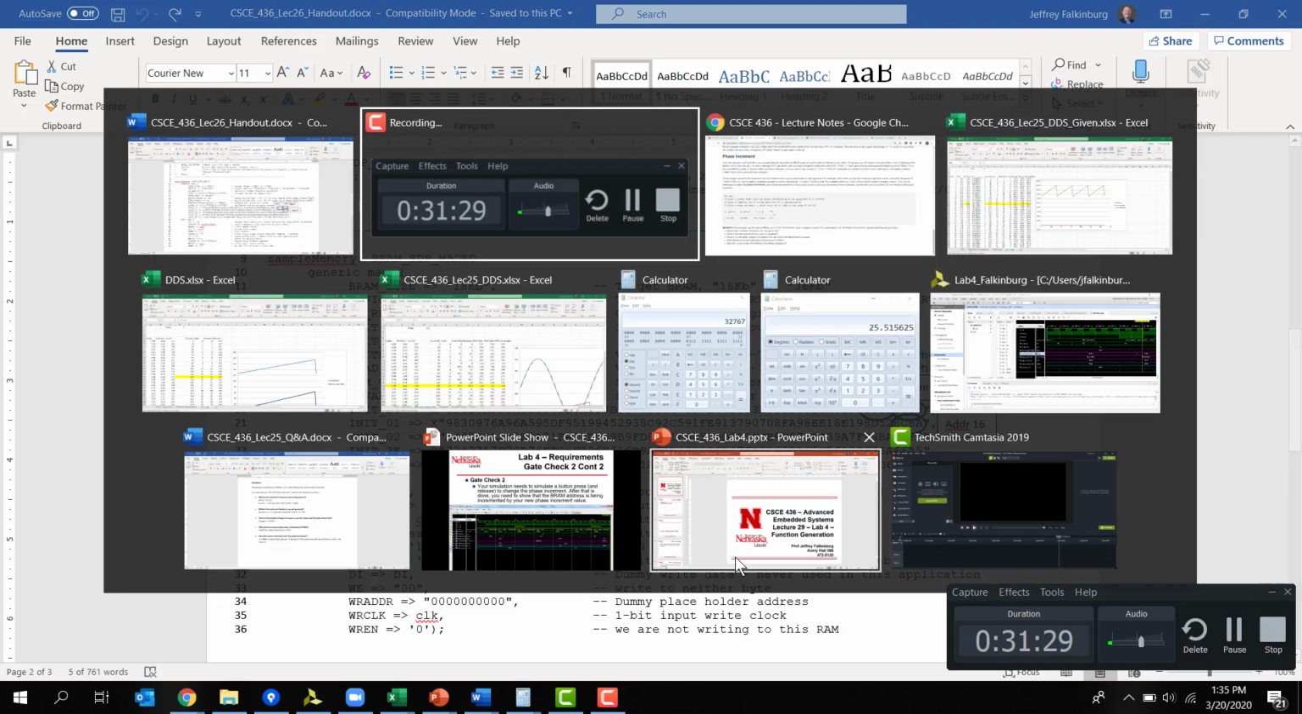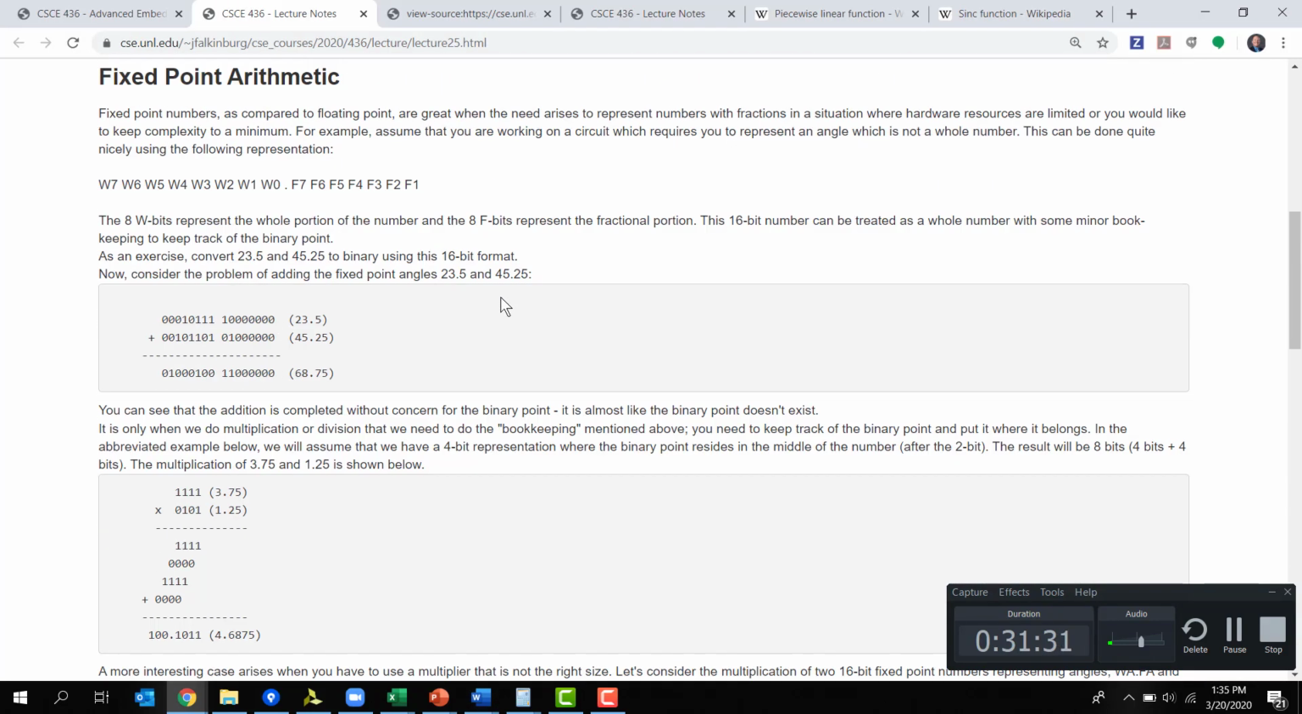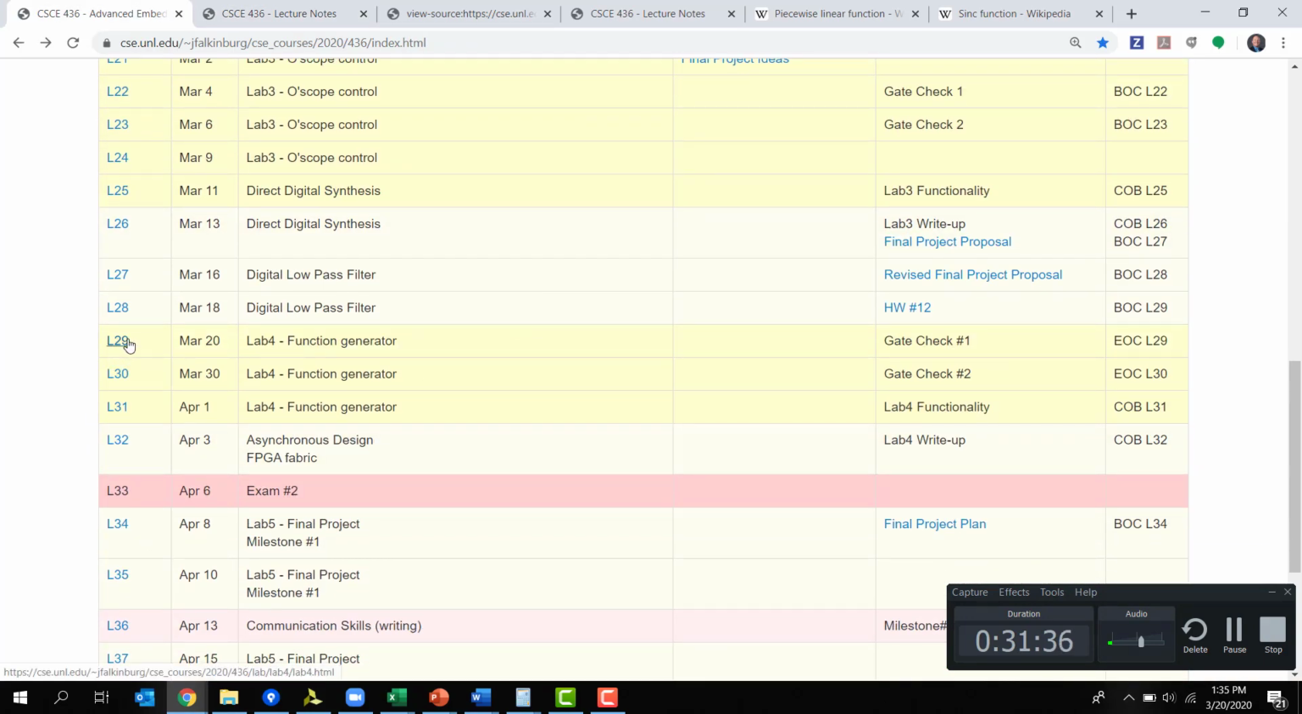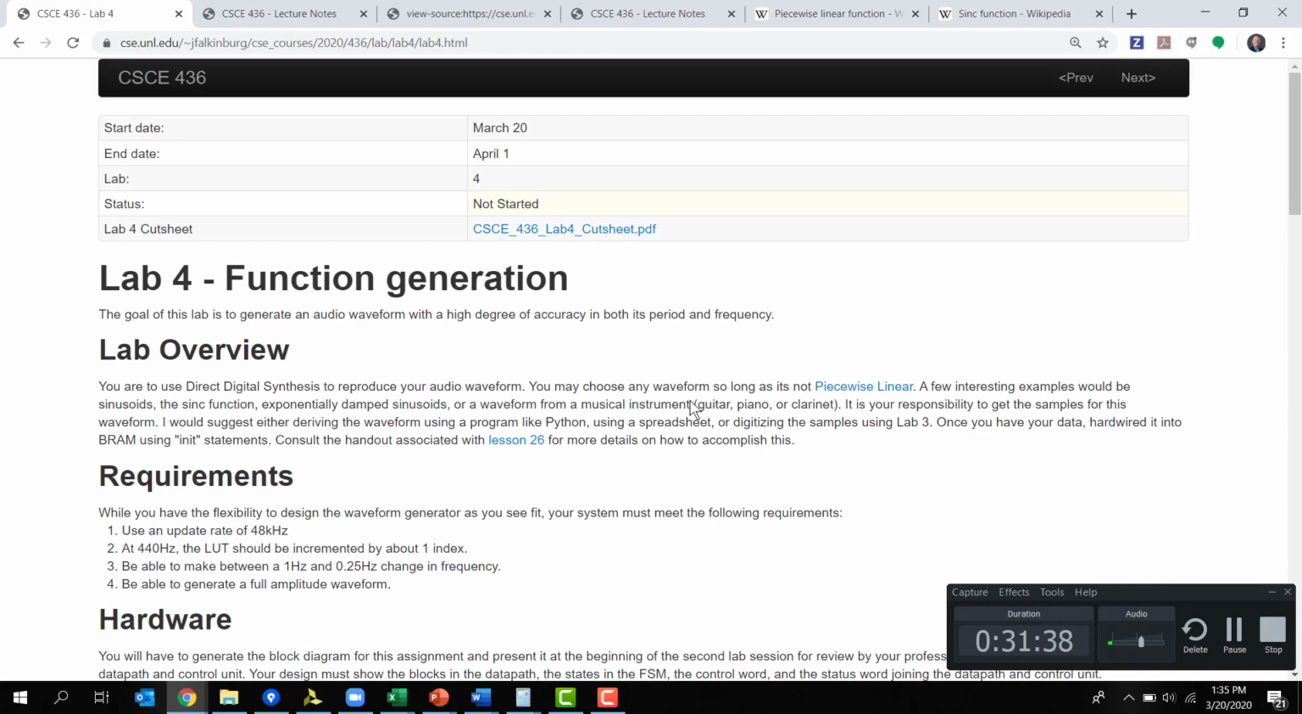And that concludes the lesson for today, which is function generator for Lab 4.